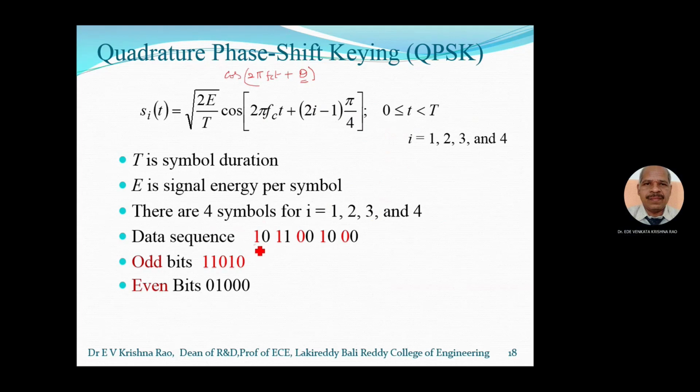And odd, even. These are all odd bits: 1, 1, 0, 1, 0. Even bits are separated: 0, 1, 0, 0, 0. So in every symbol, odd and even bits are separated. This is one channel, the I channel. This is another channel, the quadrature channel. We modulate each one as BPSK.